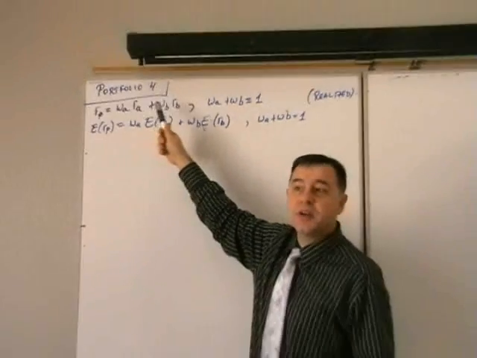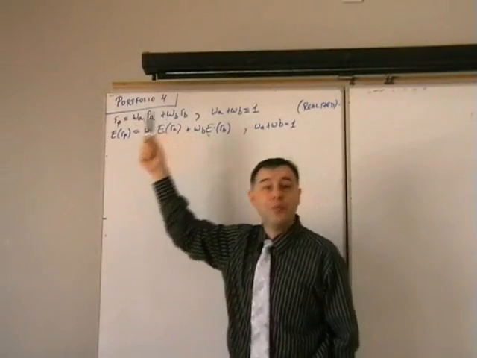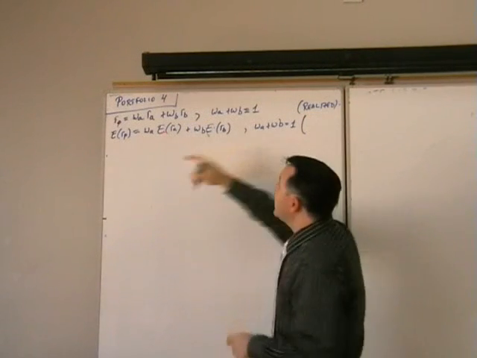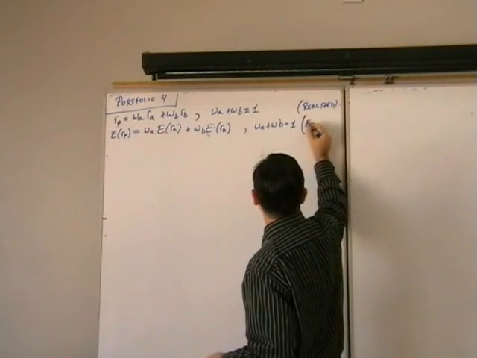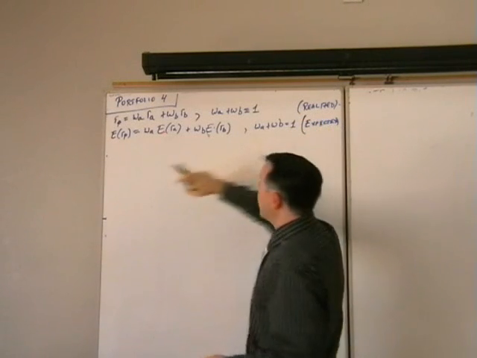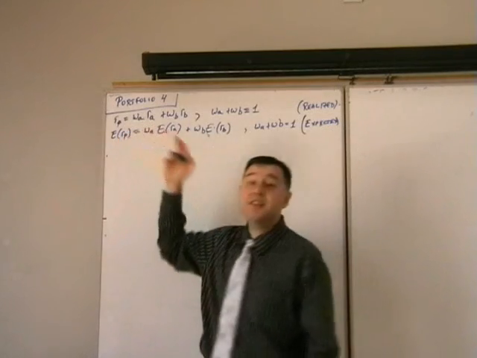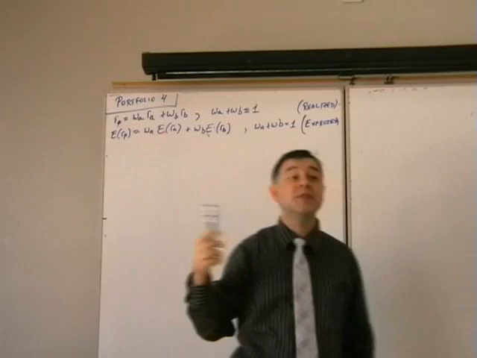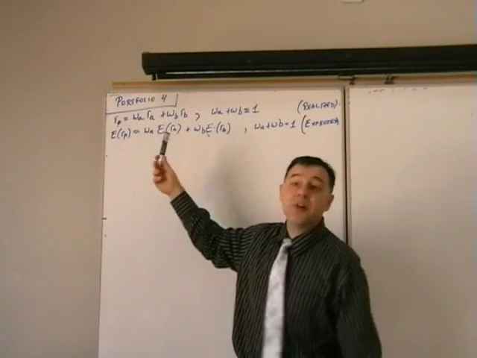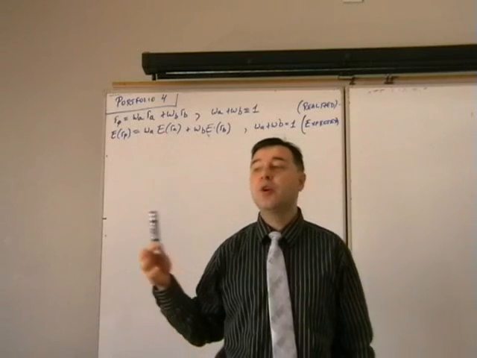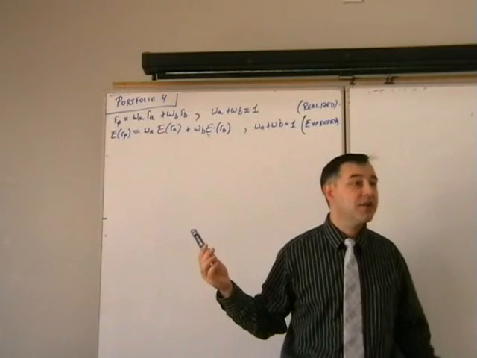The formula extends to 3, 4, or more components. And the expected return is simply the weighted average of the expected returns of the components. The second formula also extends to 3, 4, or more. Alright, is this fairly straightforward?